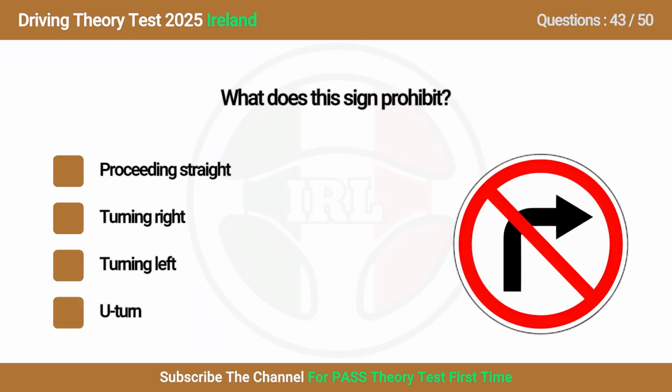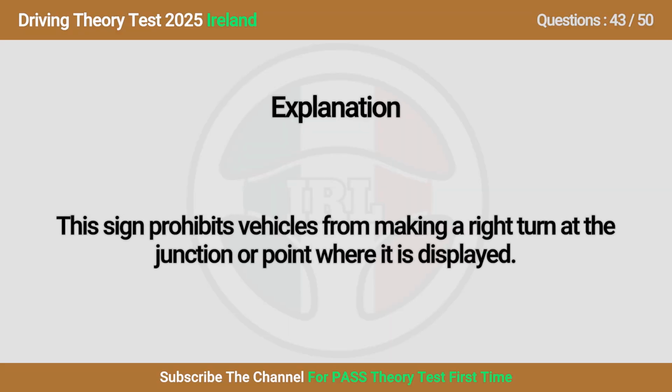A. Proceeding straight. B. Turning right. C. Turning left. D. U-turn. Answer is B. Turning right. This sign prohibits vehicles from making a right turn at the junction or point where it is displayed.